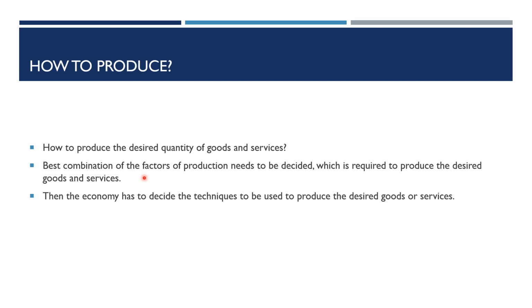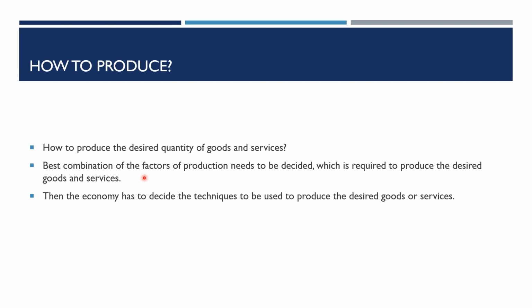I need a place, so I even need land. I need a building so that I can do this activity. So I'm requiring labor, I'm having raw materials, and I'm having capital in the form of land and building which I've taken on rent. In this way, there are a lot of factors of production for producing the chocolate. So we need to decide the best combination of factors of production.